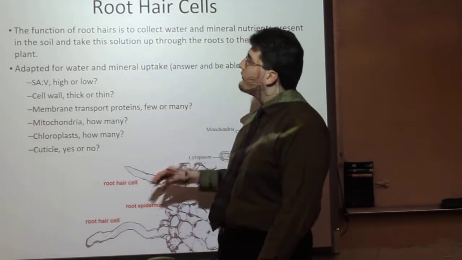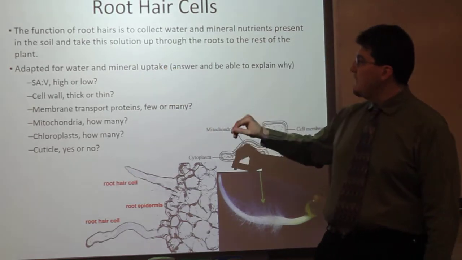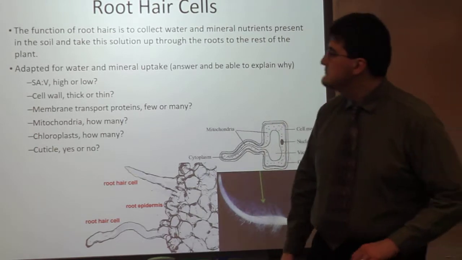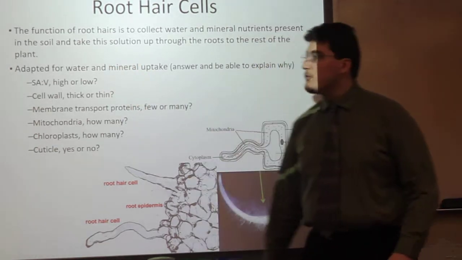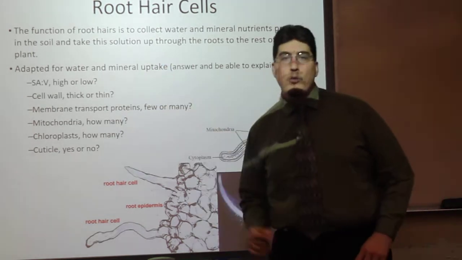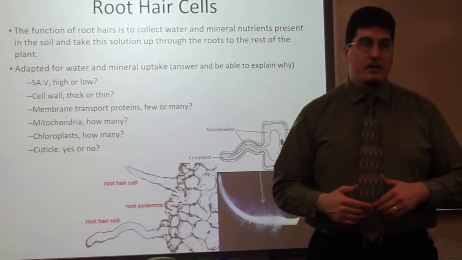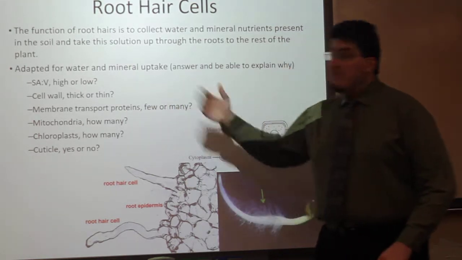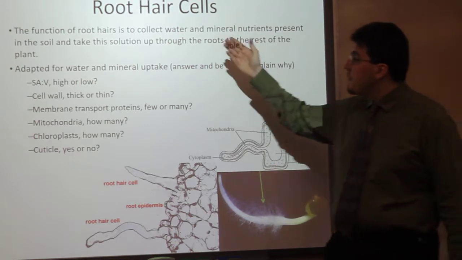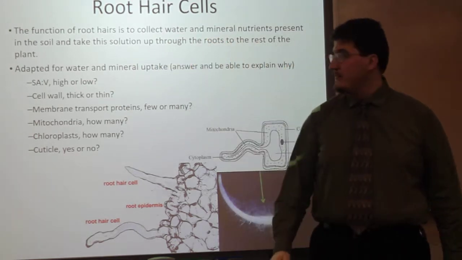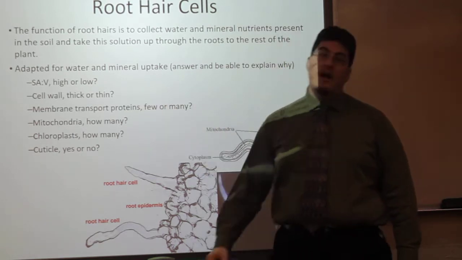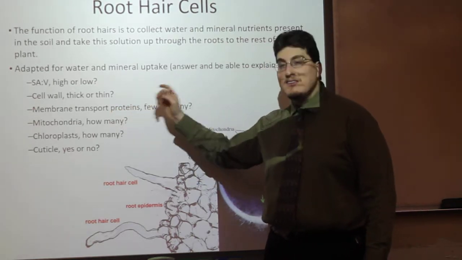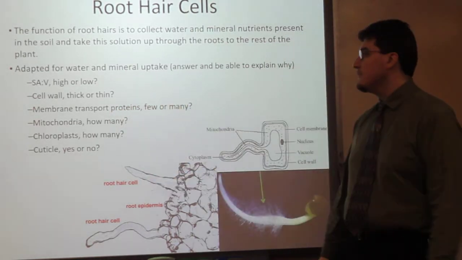So root hair cells are adapted for water and mineral uptake. They are adapted for this by having a high surface area to volume ratio, a thin cell wall which decreases the distance over which diffusion must occur, many membrane transport proteins to be able to handle the uptake of mineral ions, many mitochondria for the production of ATP to allow for these membrane transport proteins in the event that they are active transport proteins.